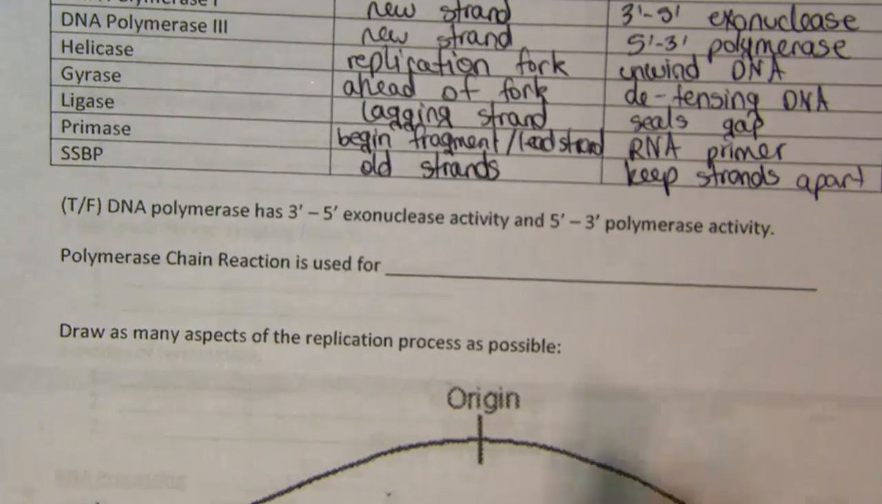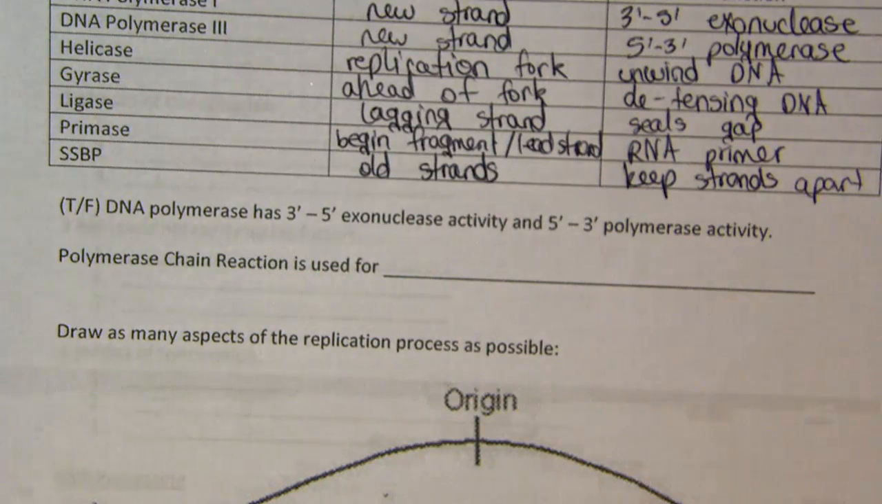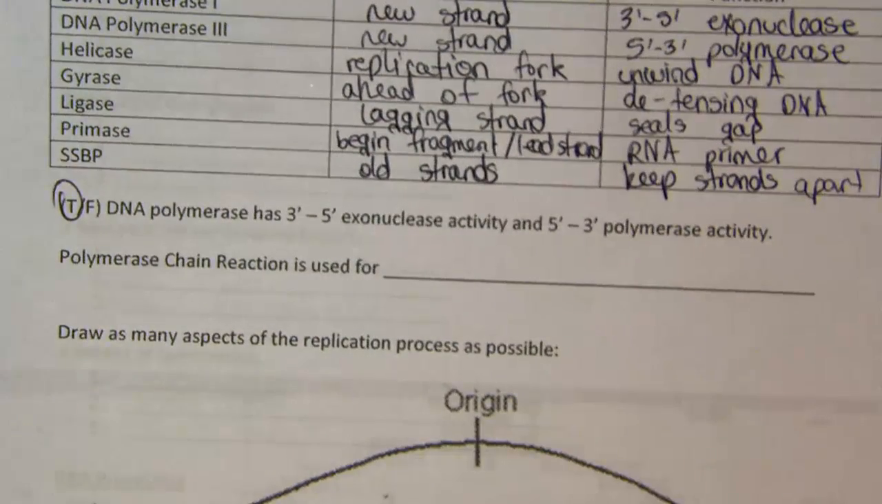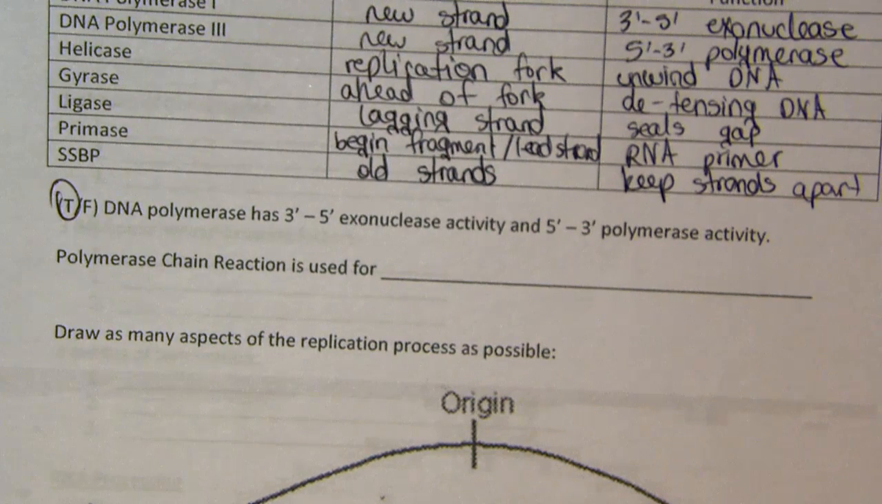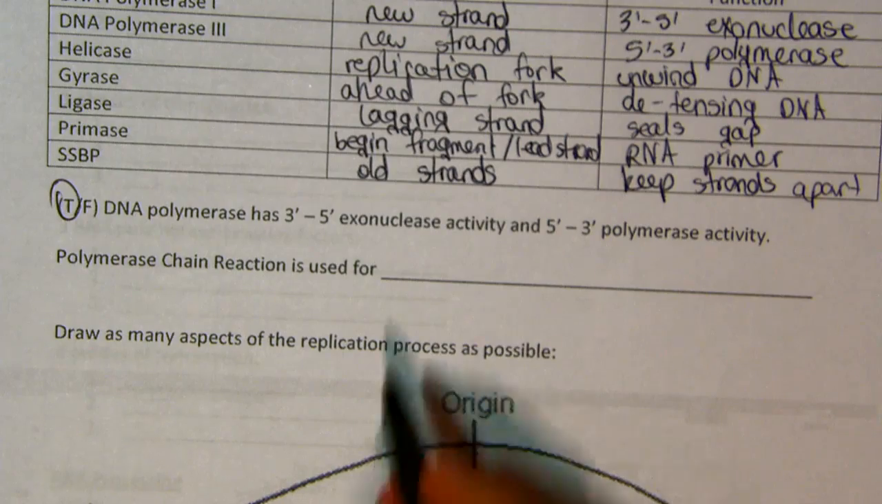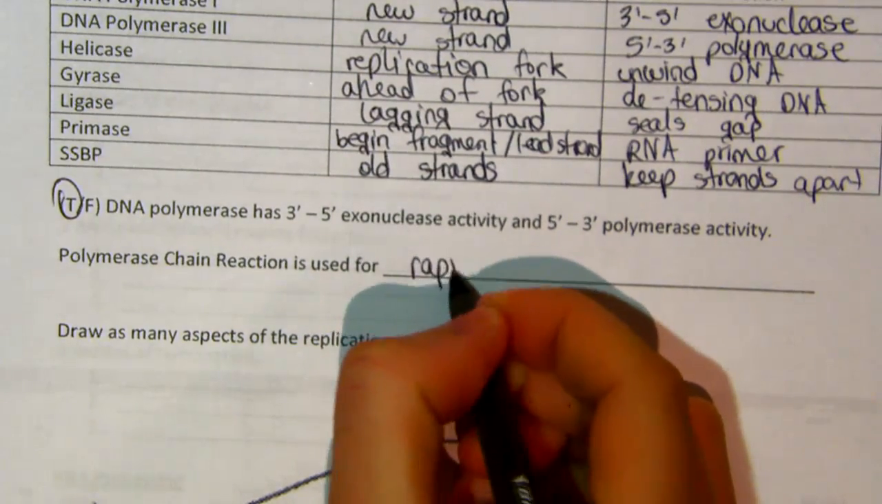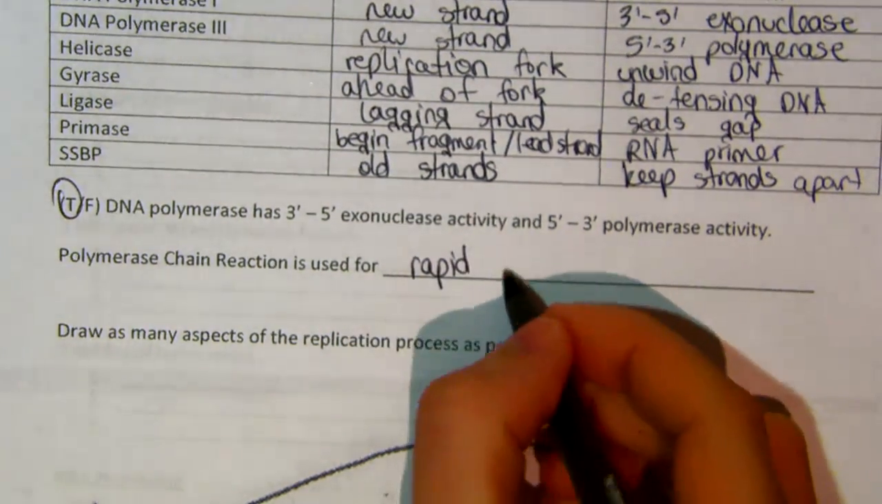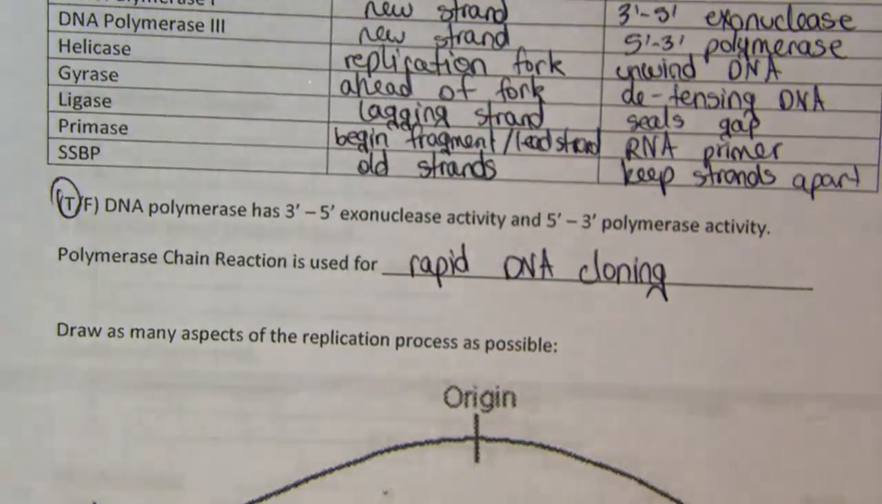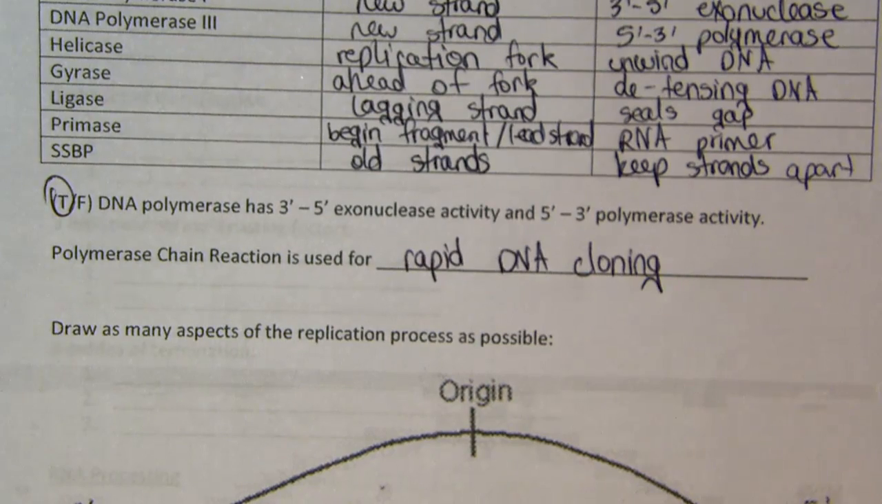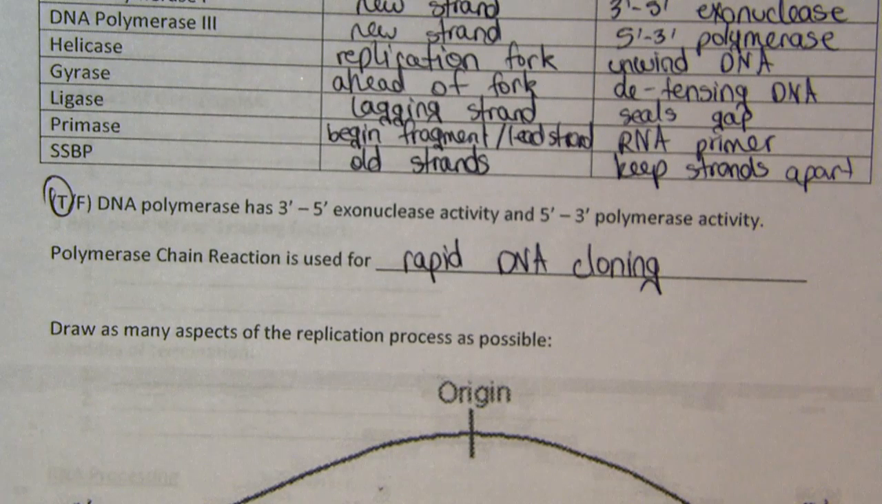Okay, so DNA polymerase has 3 to 5 exonuclease and 5 to 3 polymerase. Good, true. Both of them can do both, but they do have more specific functions. And then lastly, the PCR, polymerase chain reaction, what's it used for? Good, you're going to replicate DNA, and you're doing so with rapid DNA cloning. That's what it's used for when you want a piece of DNA to get to big levels quickly.